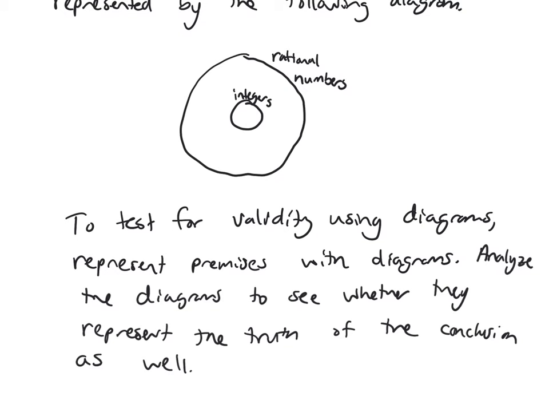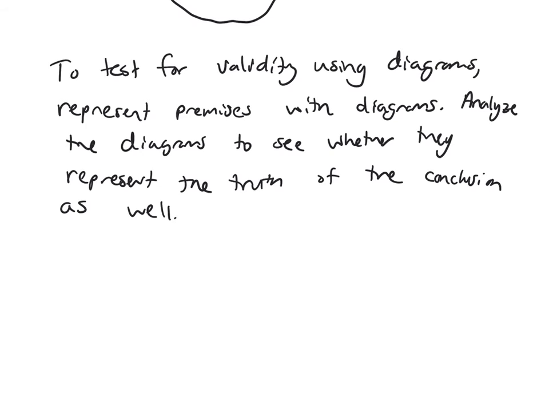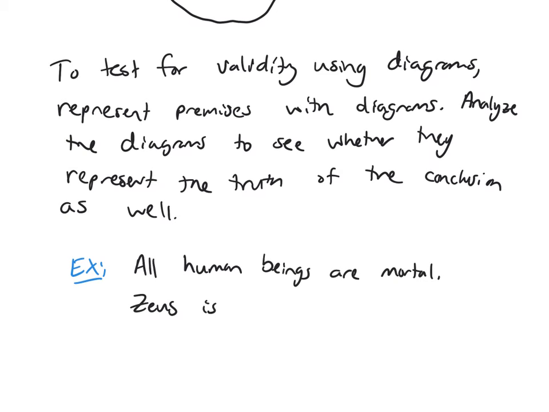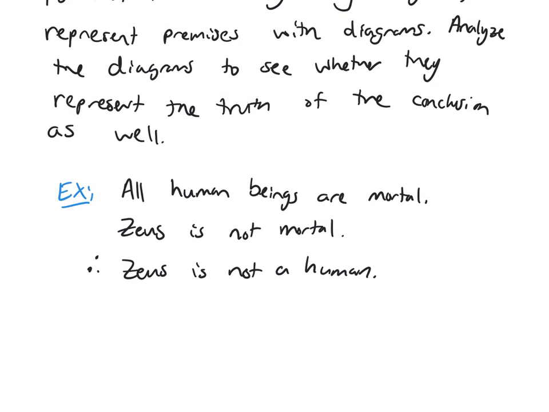So we're going to look at a couple examples. Here's going to be our first example. So we're going to revisit one that we've talked about before. All human beings are mortal. Zeus is not mortal. Therefore, Zeus is not a human. And we previously said that this argument was valid. So let's see if we can use diagrams to represent these.